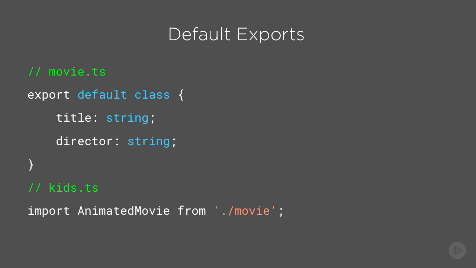I can import this new class in another module using an import statement very similar to the others we've seen. You just use the import keyword followed by the name you want to give the default export and then specify where it can find the module. I'm going to refer to the new class here as animated movie. Since there can only be one default export, I don't need to surround the name with curly braces.